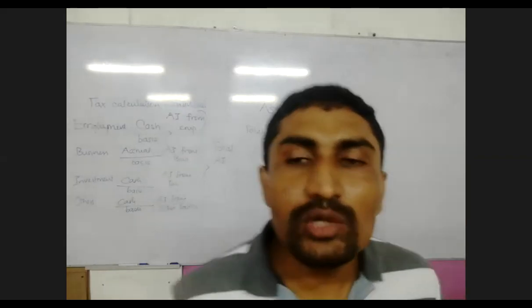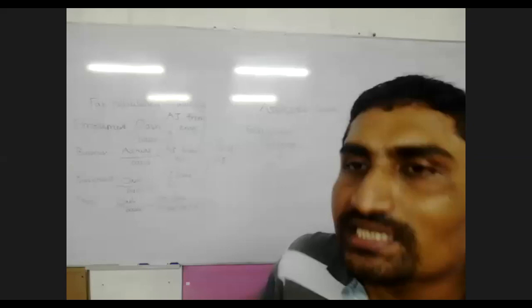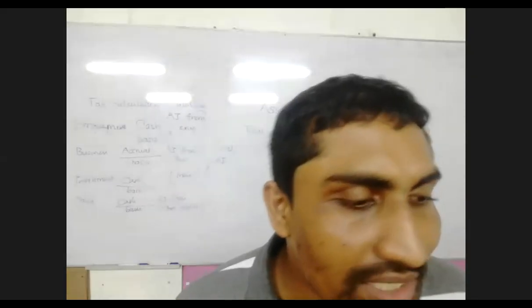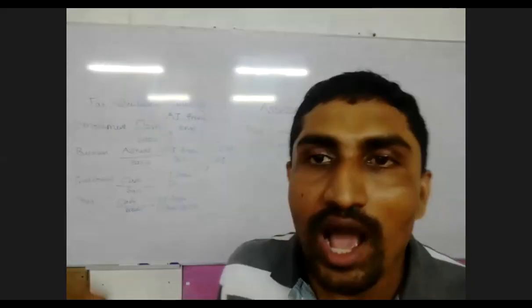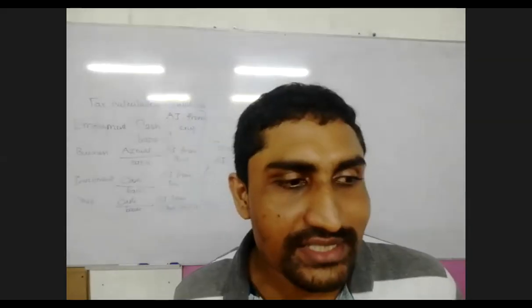So in your calculation of individual tax, except the business income, everything else is based on the cash basis. Only the business assessable income will be on accrual basis. Are we clear on this fact? Could you understand this fact? If you could understand, we can go to the next step. Please reply me, have you understood?